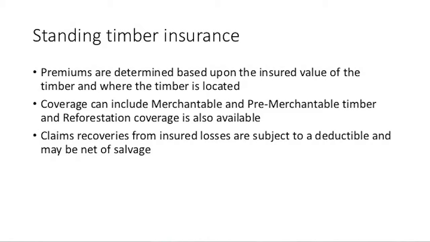So, to reiterate, the premiums will be based upon the value of the insured timber and then where it's located. And the types of coverage can include merchantable timber, that's timber that has value right now that could be harvested, and pre-merchantable timber, timber that is not of commercial value yet. And also there's reforestation insurance that will compensate you to replant your forest if there's some kind of catastrophic loss due to drought or fire, for example.